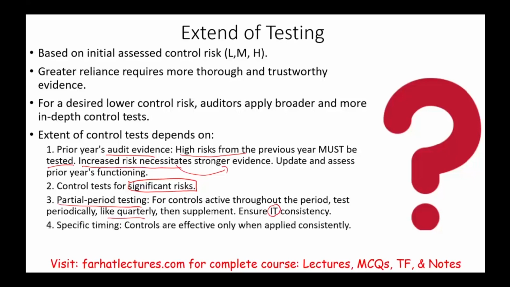Controls are effective only when they are applied consistently. So sometimes we have to do it at the beginning, in the middle, and at the end. And also we have to test operating effectiveness once every 3 years.